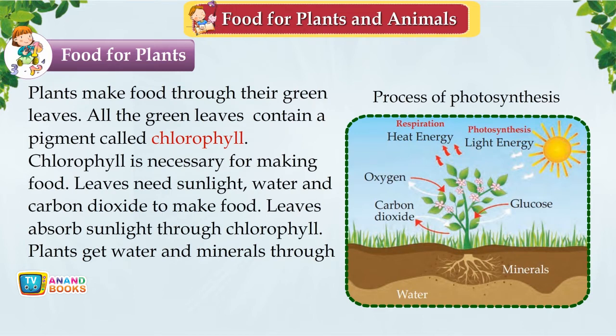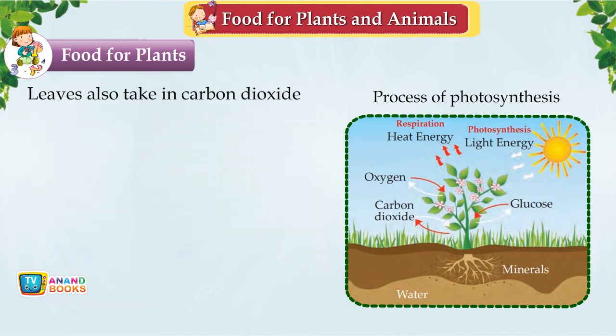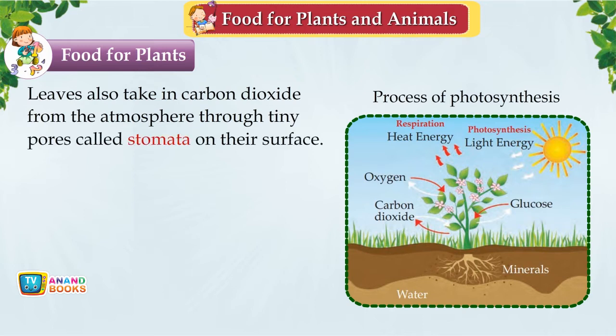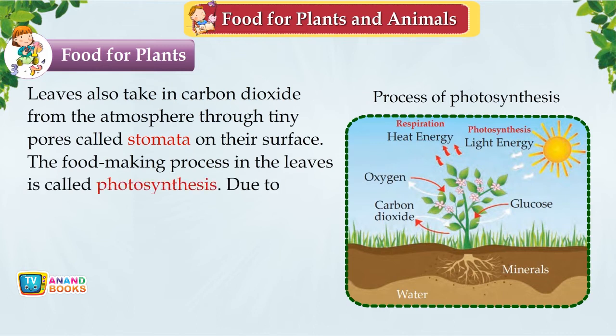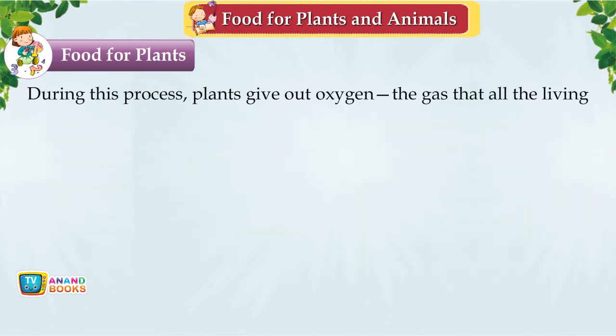Plants get water and minerals from the soil, which are carried up through the stem by the roots. Leaves also take in carbon dioxide from the atmosphere through tiny pores called stomata on their surface. The food-making process in the leaves is called photosynthesis. Due to the important role played by leaves in photosynthesis, they are also called the food factory of the plant. During this process, plants give out oxygen, the gas that all living things need to breathe in.